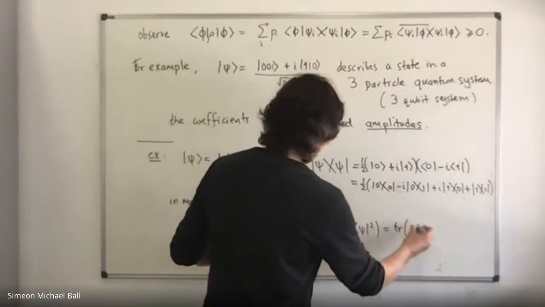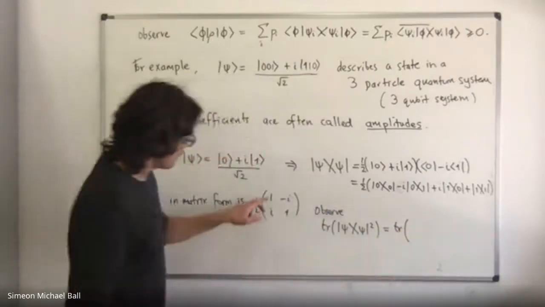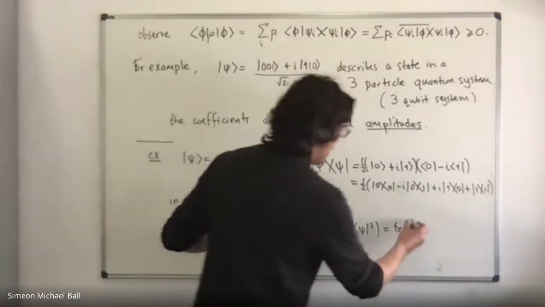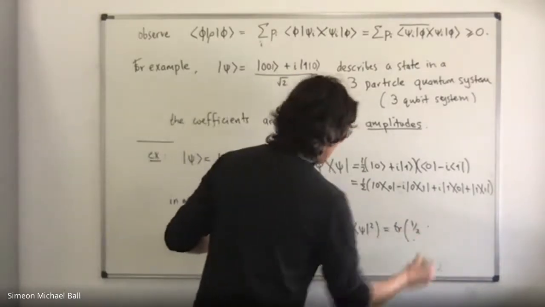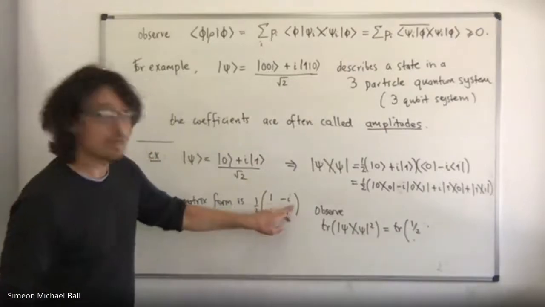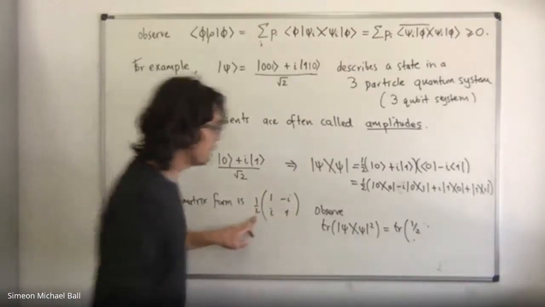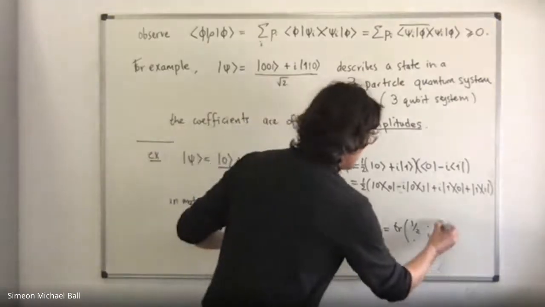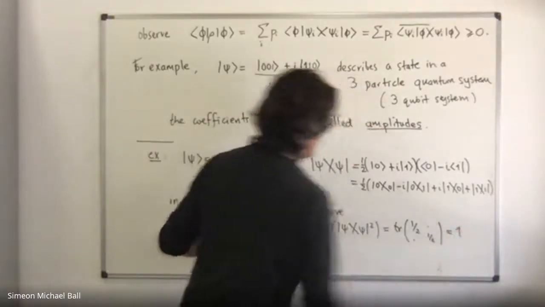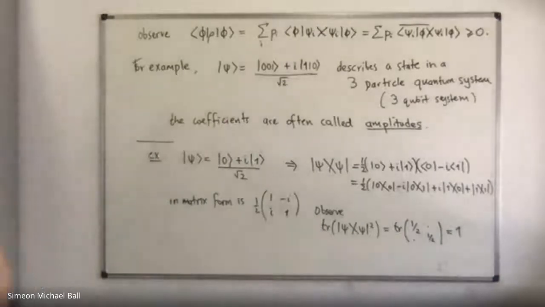Let's do it like this. It's the trace of, I've got 1 plus 1 is 2, divided by 4 is a half. Something I don't care about, something I don't care about. Minus i squared is 1 plus 1 is 2, divided by 4 is a half. So I get that the trace of this squared is equal to 1. Okay?